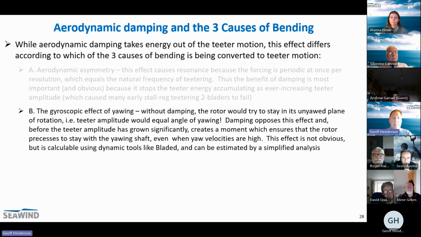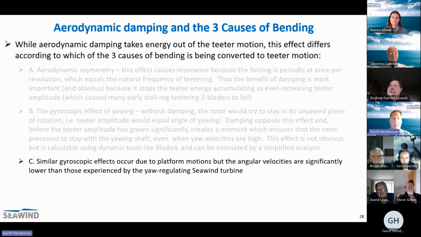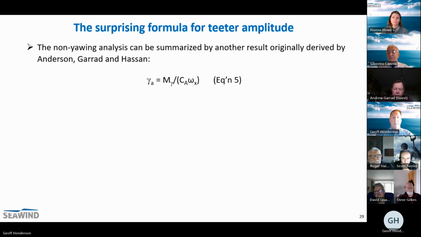With gyroscopic effect, it's not so much a periodic forcing. It's that the rotor wants to try and stay in its unyawed plane of rotation. But damping opposes this effect, as we'll go on to explain in a bit more detail. And of course, that's calculable using dynamic tools like Bladed. Similar gyroscopic effects will occur due to platform motion on a floating turbine, but the angular velocities are significantly lower than those experienced by yaw regulation.